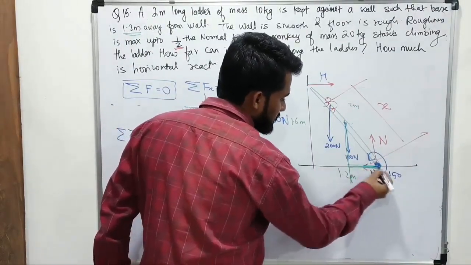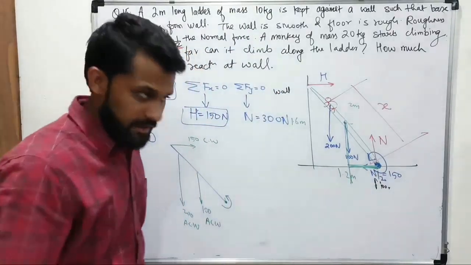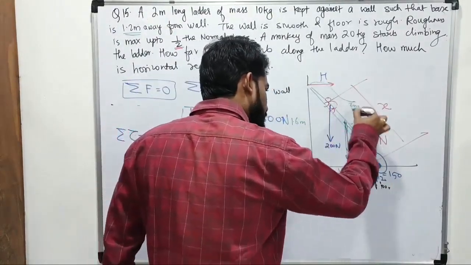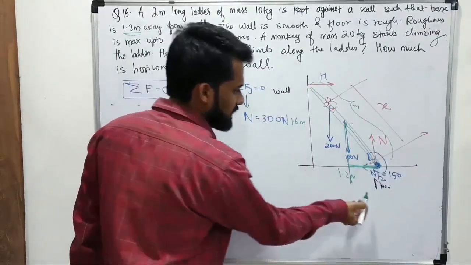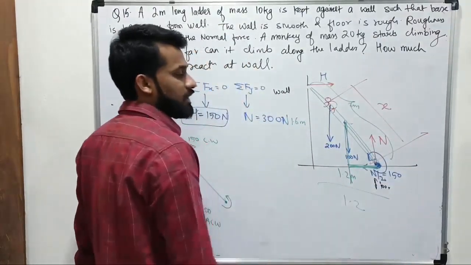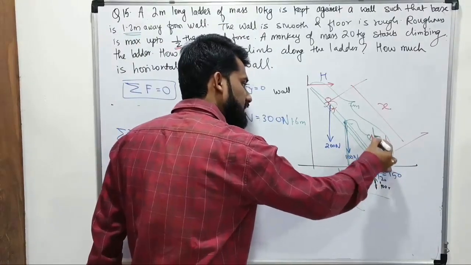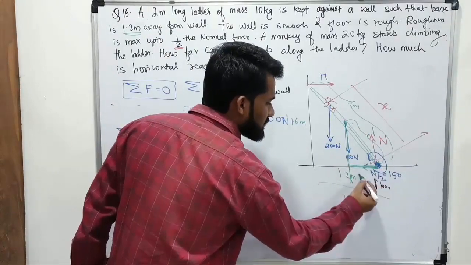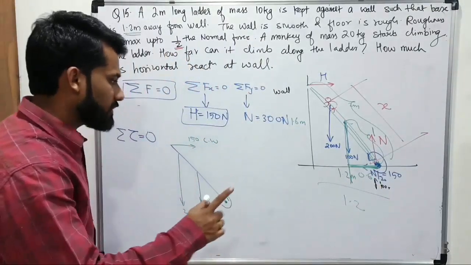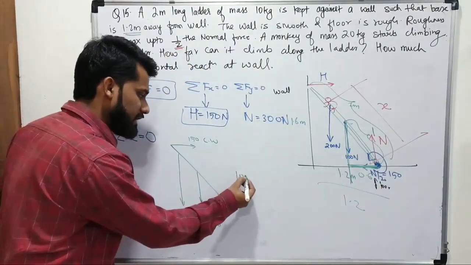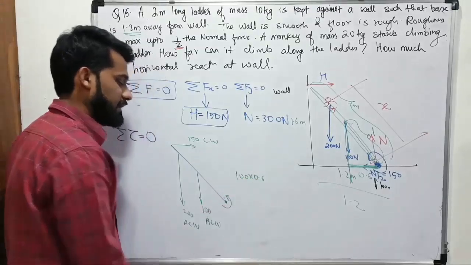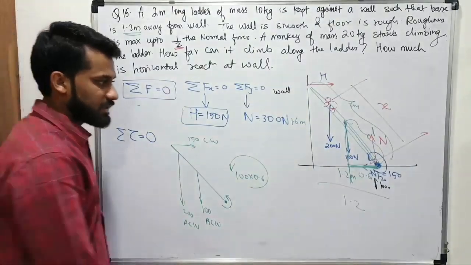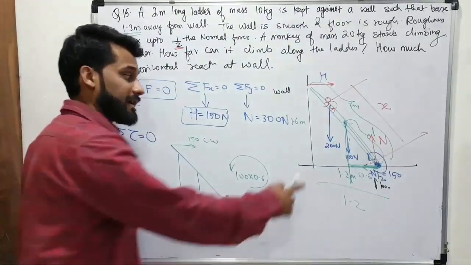This distance is how much? If the total distance is 2, this distance is 1. If this distance is 1, because center of mass will be at the center, this distance will become 1.2 ka adha, that is 0.6. So the torque because of 100 will be 100 into 0.6, in anti-clockwise sense. This is the torque because of 100.